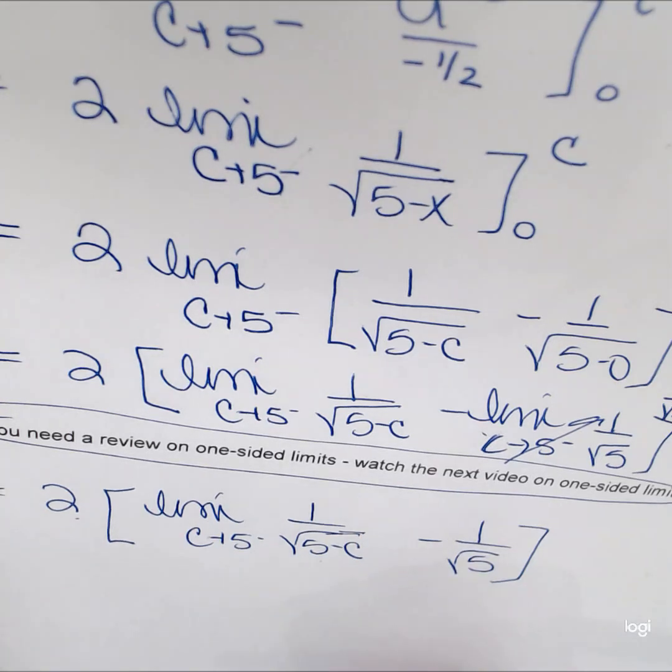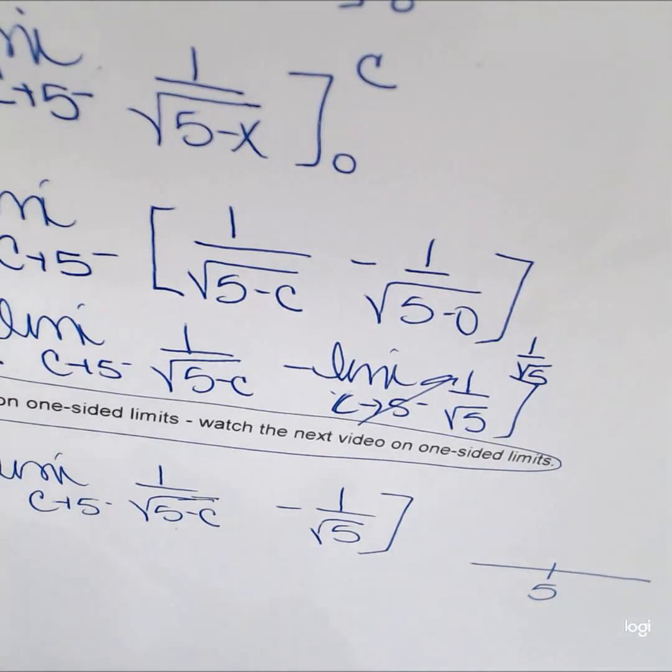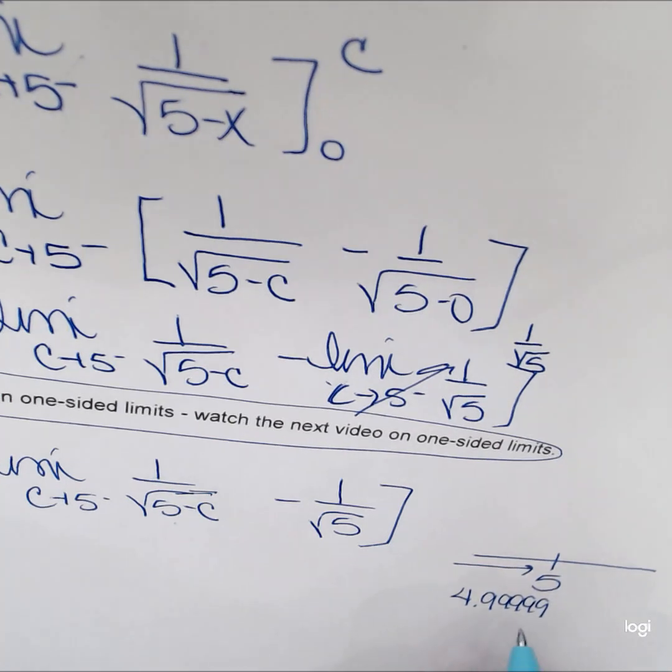Well, what do we have to do instead? What we're going to do is come in to the number 5, and this is how one-sided limits work. We're going to do this numerically. We're going to approach 5 from the left, which means we're coming in from this direction. And I'm going to pick a value that's super, super close to 5 from this direction, for example, 4.99999. And I'm going to then take that value and plug it in here.